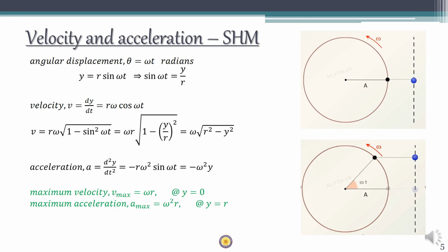Now let's see the expressions for the displacement, velocity and acceleration of a body undergoing simple harmonic motion. Okay, so let's see that the body, this point, is moving about a circle of radius r with a uniform velocity omega. Okay, so in time t it can travel an angular distance of omega into t. So this angular displacement is nothing but angular velocity multiplied by time. So theta is equal to omega into t radians, right?